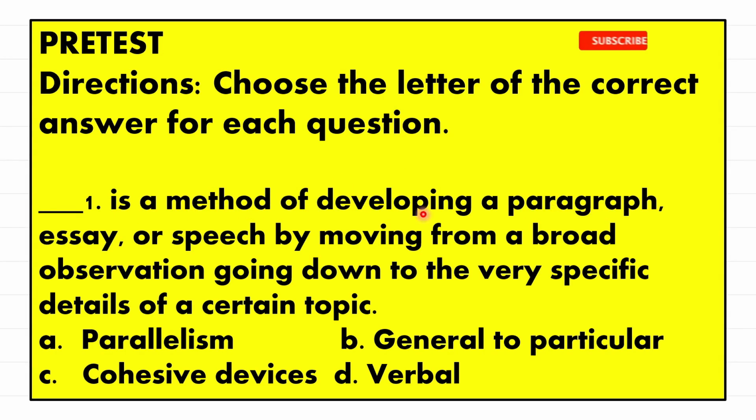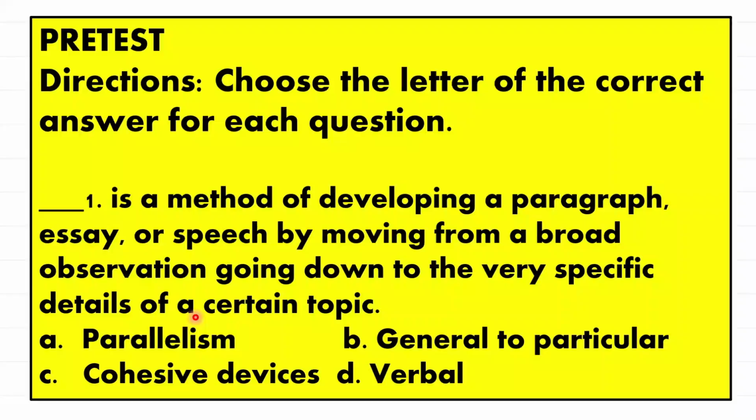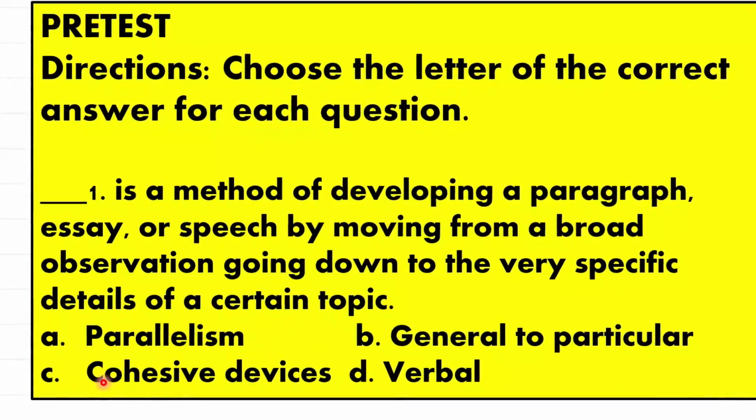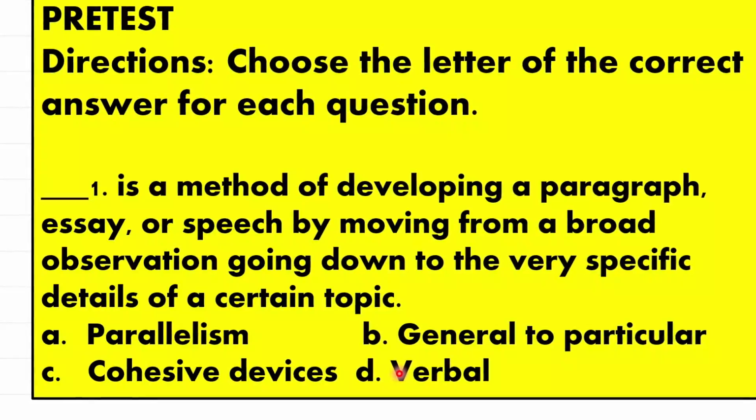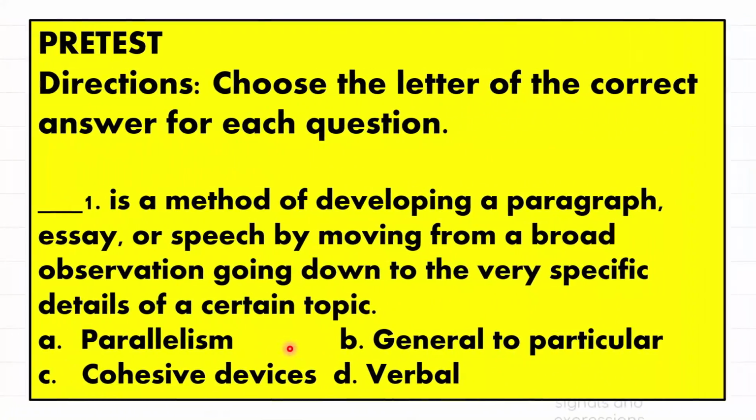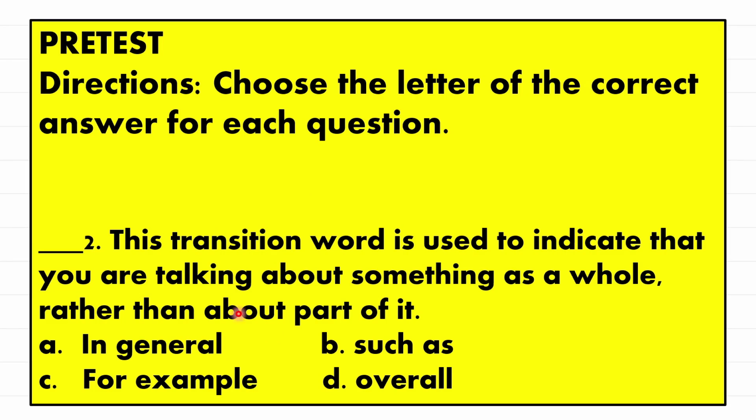Question number 1. This is a method of developing a paragraph, essay, or speech by moving from a broad observation going down to the very specific details of a certain topic. A. Parallelism. B. General to particular. C. Cohesive devices. Or D. Verbal. Choose your answer. Let's proceed to the next one. Okay, let's proceed to number 2.